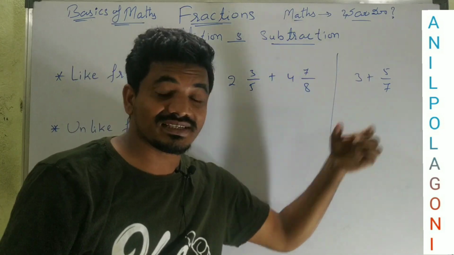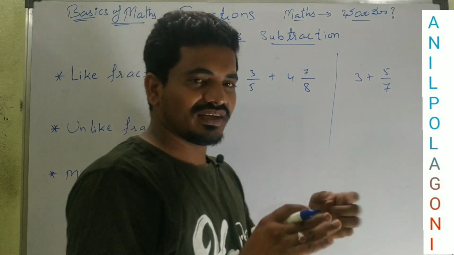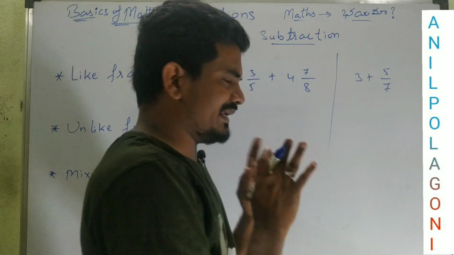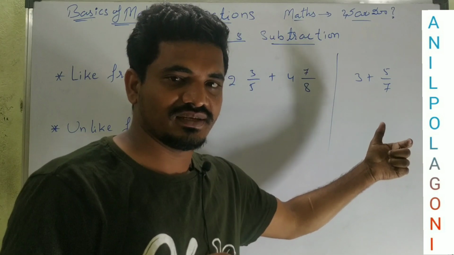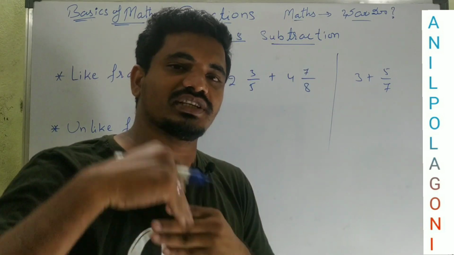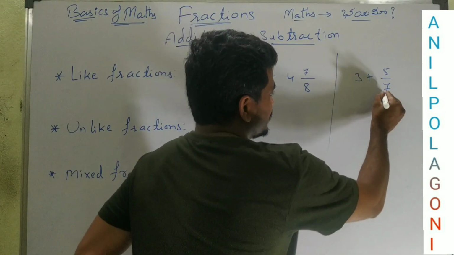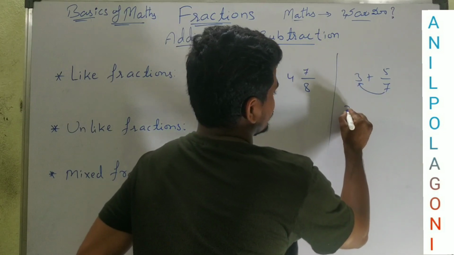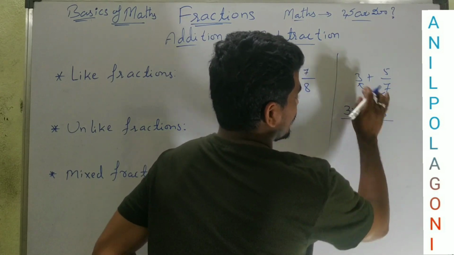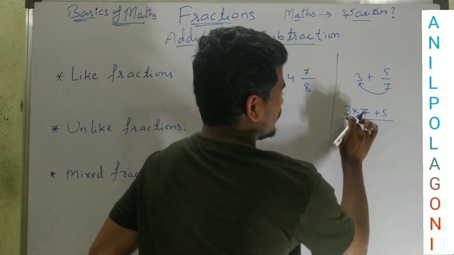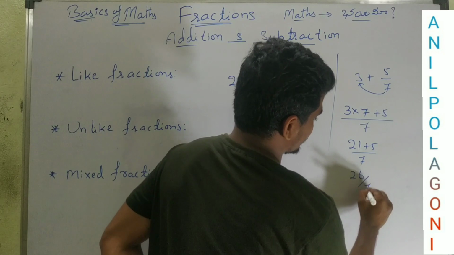If these types of questions come, many can't do such a question. How to sum them? Very simple. It is just like changing a mixed fraction to an improper fraction. How to change a mixed fraction to an improper fraction? That concept we are going to use to solve this one. Now we just have to multiply these two numbers. 3 into 7, and what symbol is there here? Plus symbol is there. Take the plus symbol and take the same denominator. 3 7s are 21 plus 5 by 7, that equals 26 by 7.